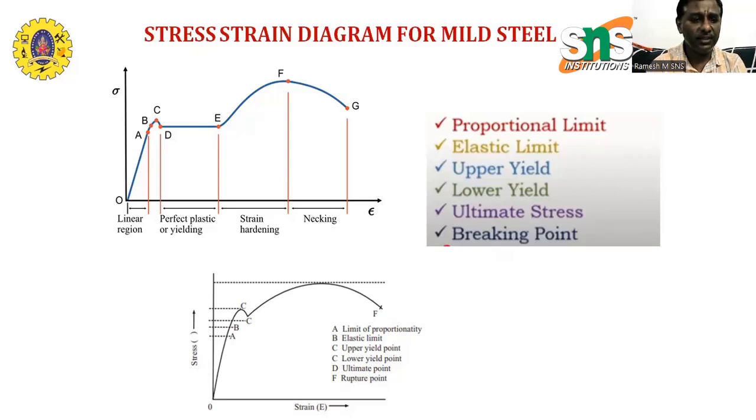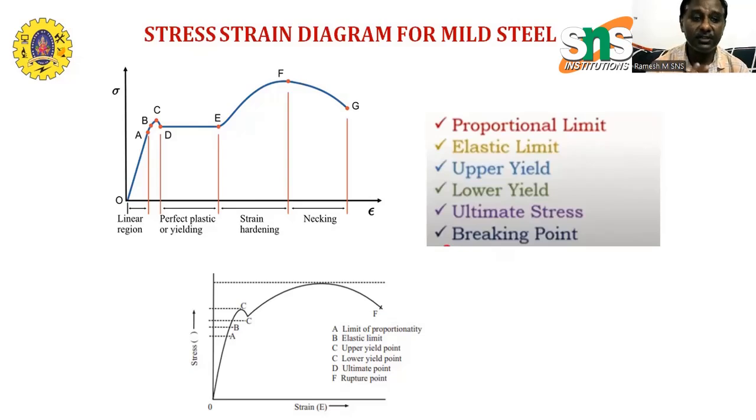The key points on the stress strain curve for mild steel are the elastic region, that is proportionality limit, then elastic limit, upper yield point, lower yield point, then the strain hardening region, then the ultimate point, and finally the fracture point. Here in the stress strain diagram, we have the point OA, where up to point A, that is called the limit of proportionality, stress and strain are directly proportional.